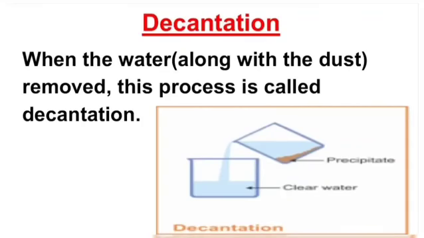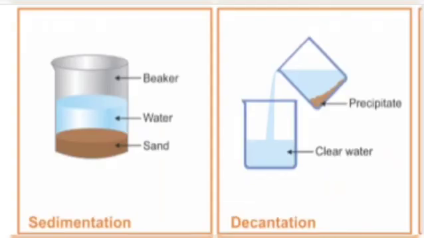When the water along with the dust is removed, this process is called decantation. Okay, what is decantation? When the water along with the dust is removed, this process is called decantation. And the soil or any other impurity which is left behind, that is called precipitate or sediments. Okay, this picture shows the decantation process. So this is all about sedimentation and decantation.